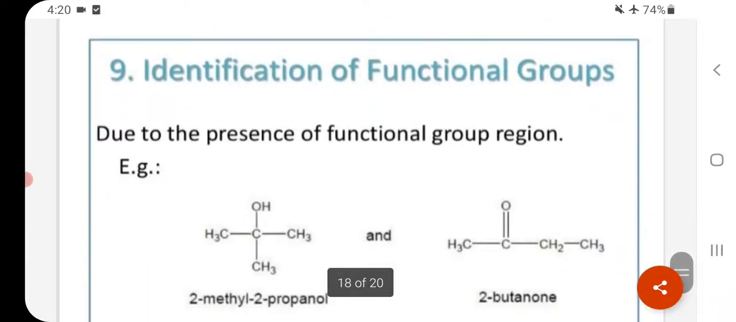9. Identification of functional groups due to presence of functional group region. Example, 2-methyl-2-propanol and 2-butanol.